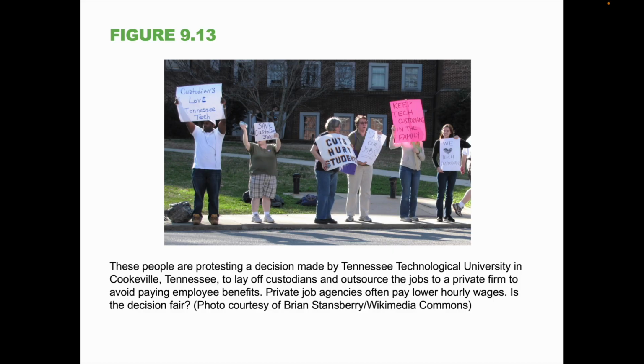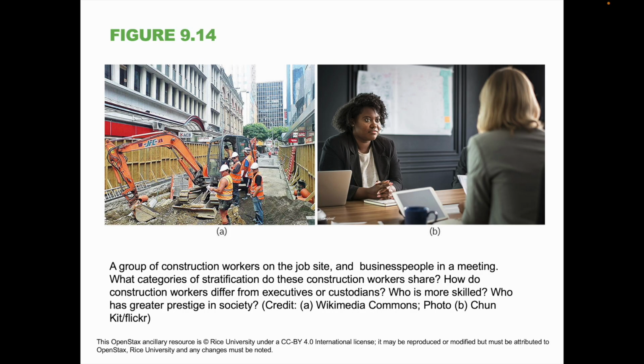Figure 9.13. These people are protesting a decision made by Tennessee Technological University in Cookeville, Tennessee, to lay off custodians and outsource the jobs to a private firm to avoid paying employee benefits. Private job agencies often pay lower hourly wages. Is the decision fair? Figure 9.14. A group of construction workers on the job site and business people in a meeting. What categories of stratification do these construction workers share? How do construction workers differ from executives or custodians? Who is more skilled? Who has greater prestige in society?